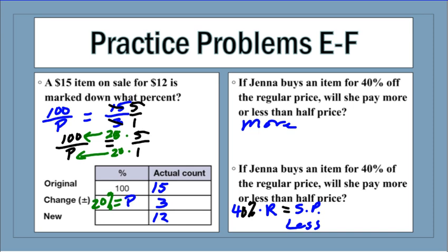And the difference between the top problem and the bottom problem is that 40% off means you're actually paying 60%. 40% of the regular price just means you're only paying 40% of the total, which is really going to be less than 50%. That was our lesson today on percent of change.